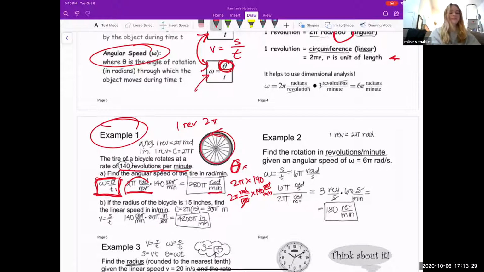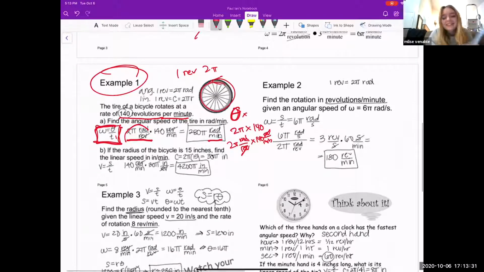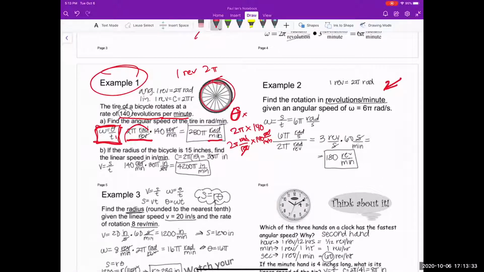All right. Let's take a look at this one. It says here, find the rotation in revolutions per minute, given the angular speed. They call this omega, and this omega is 6 pi rad per second. So what you need to do is find the rotation.